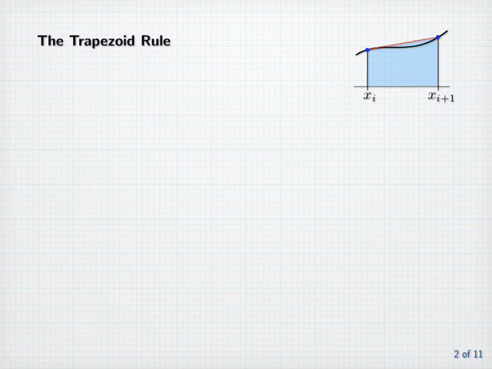The area of that trapezoid is easy to write down. A simple way to think of it is that it's the average height times width. So we have f of xi plus f of xi plus 1 divided by 2 times the width delta x. This is the two-point trapezoid rule, which amounts to integrating the linear interpolator between xi and xi plus 1.